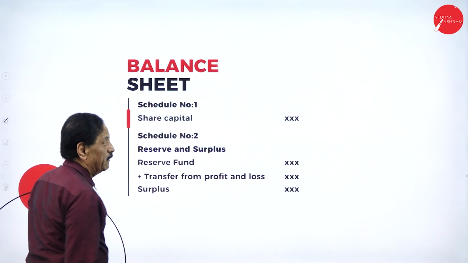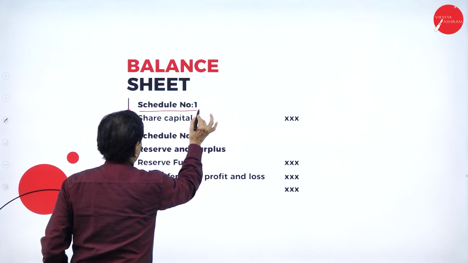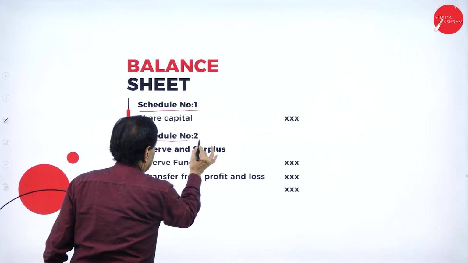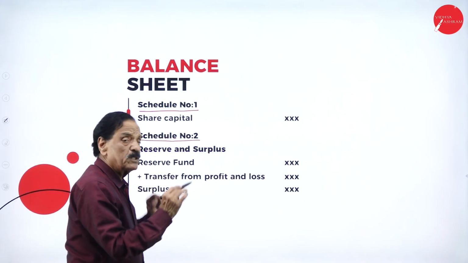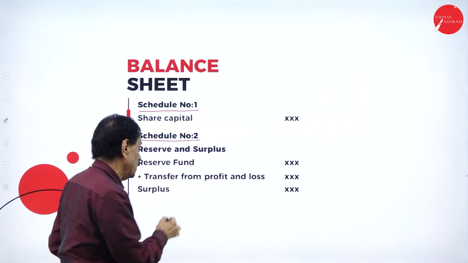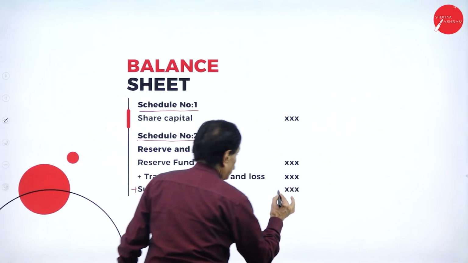Then we come back to the balance sheet schedules. We'll go one by one. Share capital is schedule number 1. Schedule number 2, reserves and surplus. In that, reserve fund, add transfer from profit and loss account, then plus surplus. This is the total.